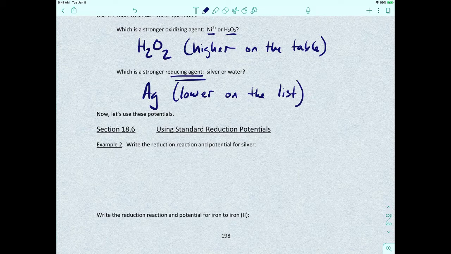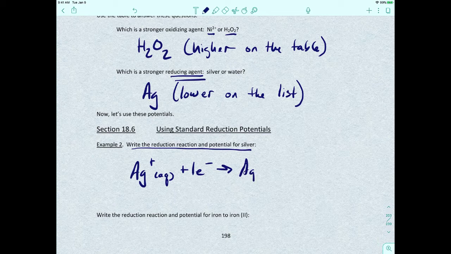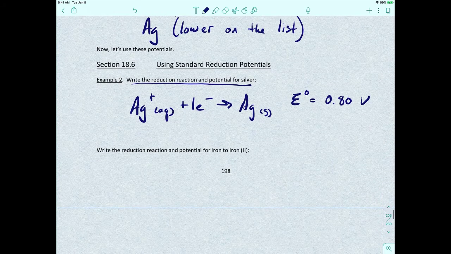Okay, so now what we're going to do is start using these cell potentials and start writing equations. Okay, so let's do an example of how this all works. So what we want to do is write the reduction reaction and potential for silver. So that was silver plus, which is aqueous, plus 1 electron, yields solid silver. And the cell potential for that was 0.80 volts. Okay, and so we want to write the reduction reaction and potential for iron to iron 2+.